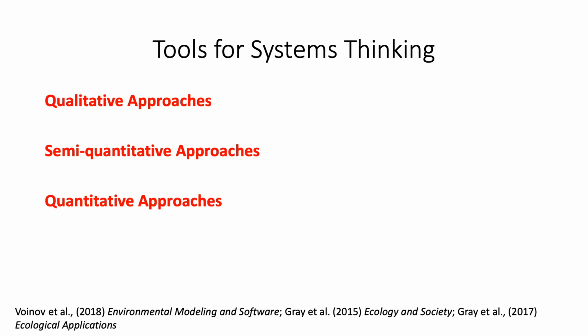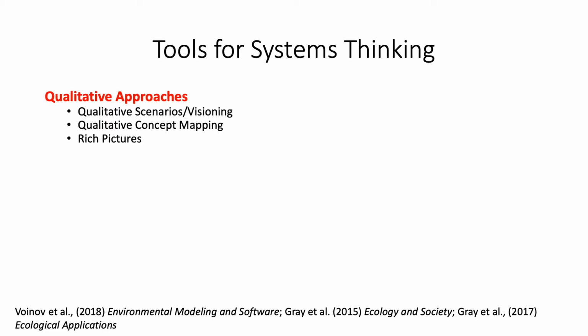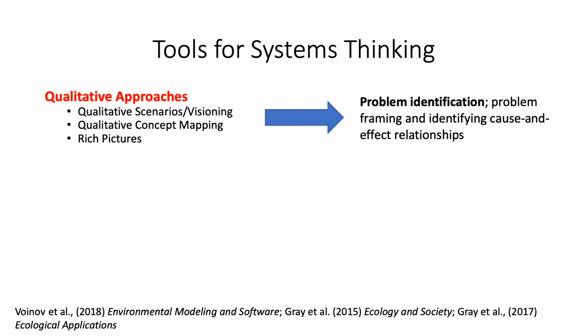Now we're going to talk about scientific models. So there are a few tools for systems thinking. We have qualitative approaches, semi-quantitative approaches, and quantitative approaches. Let's talk about qualitative approaches first. Qualitative approaches are tools such as qualitative scenarios envisioning, qualitative concept mapping, and rich pictures. And qualitative approaches are good for helping us think about problem identification. And this could be problem framing and identifying cause and effect relationships.